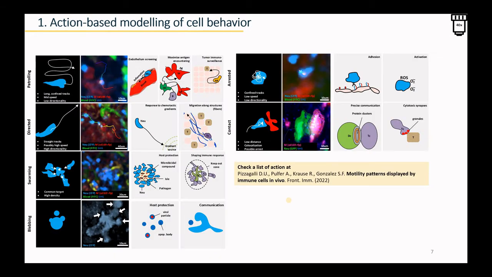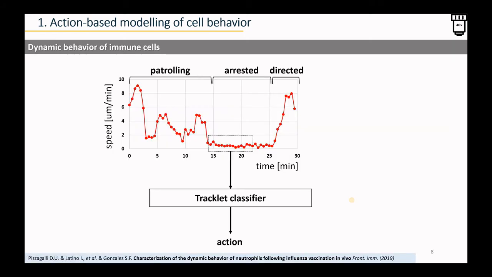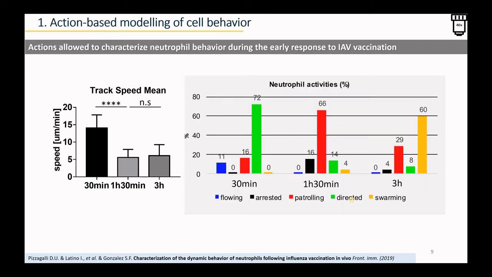For this reason, we reviewed the literature and reported the main motility patterns displayed by immune cells which were associated to a biological meaning. For instance, patrolling was reported as a strategy for immunosurveillance. For more details about these actions, please have a look at our paper. We then trained a tracklet classifier that takes as input a portion of a track and attributes to it an action. Thanks to this, we were able to spot changes in neutrophil behavior in the early response to influenza vaccination, which were not captured only by looking at the speed.